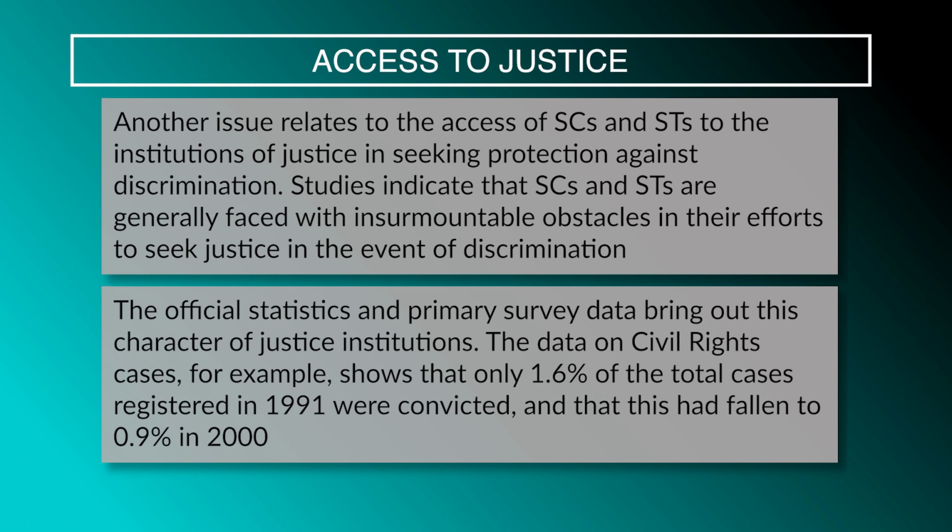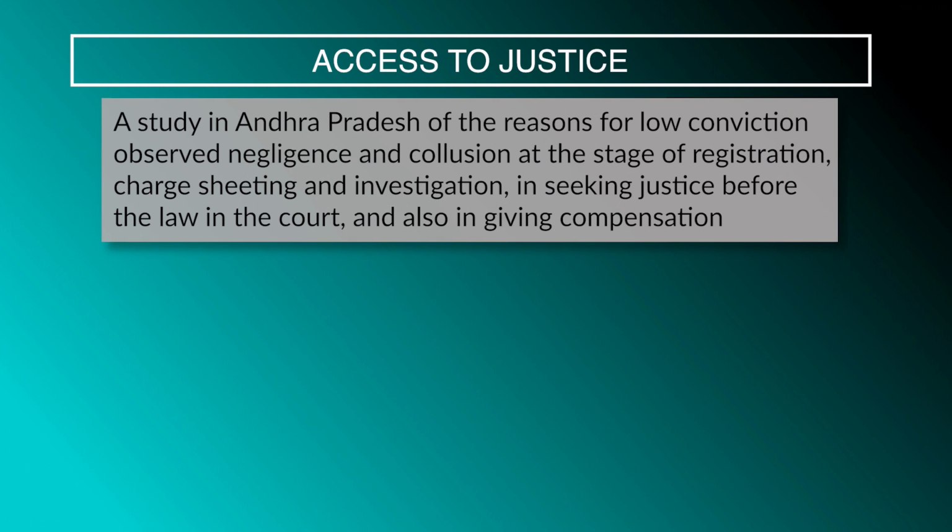The official statistics and primary survey data bring out this character of justice institutions. The data on civil rights cases, for example, shows that only 1.6% of the total cases registered in 1991 were convicted, and that this has fallen to 0.9% in 2000. A study in Andhra Pradesh of the reasons for low conviction observed negligence and collusion at the stage of registration, charge sheeting and investigation, in seeking justice before the law in the court, and also in giving compensation.